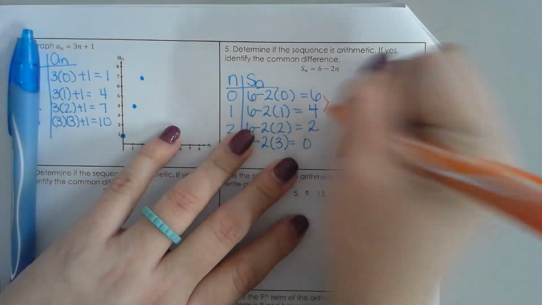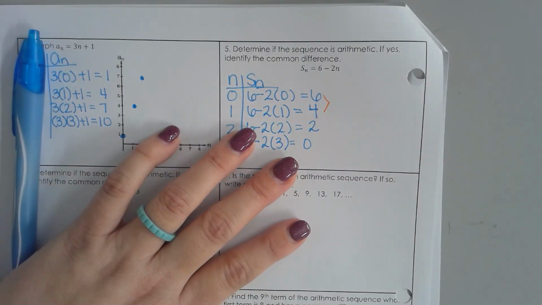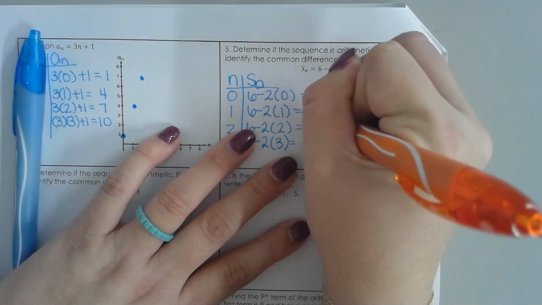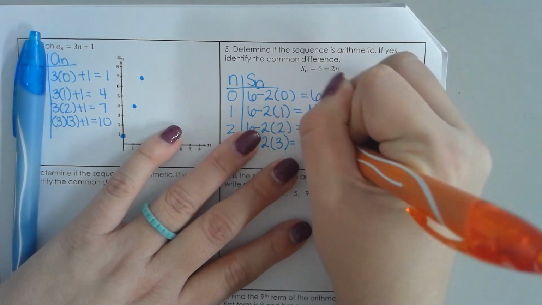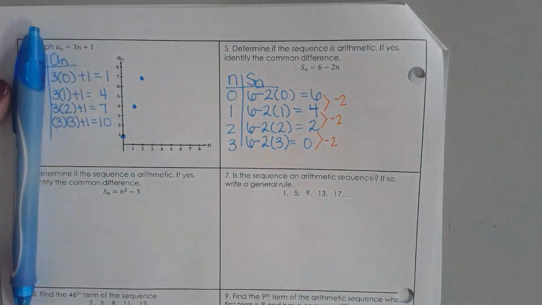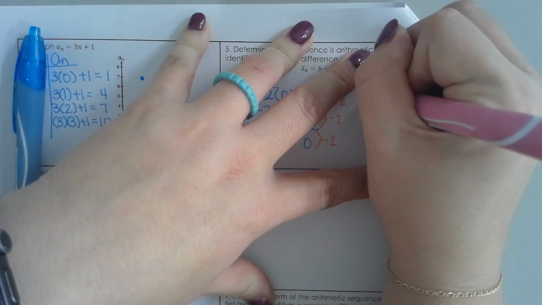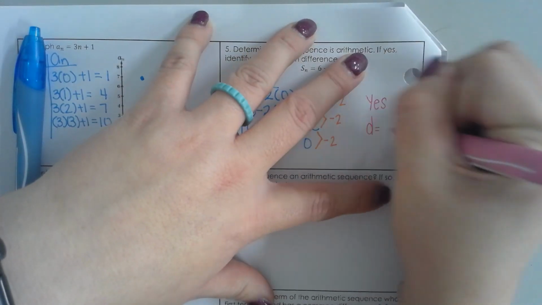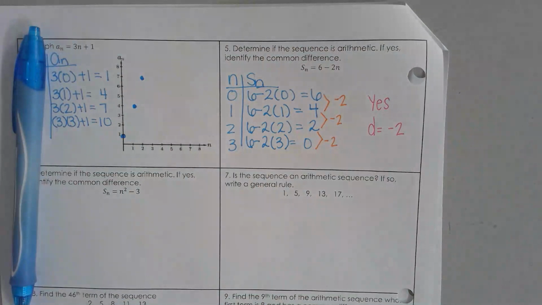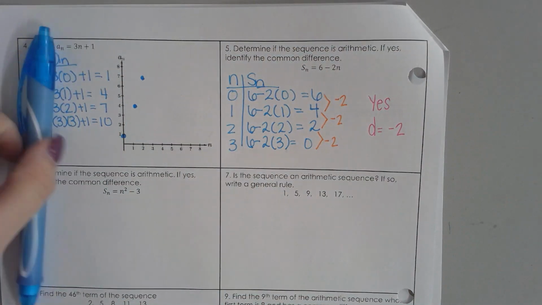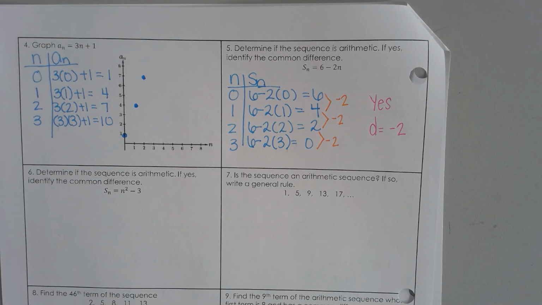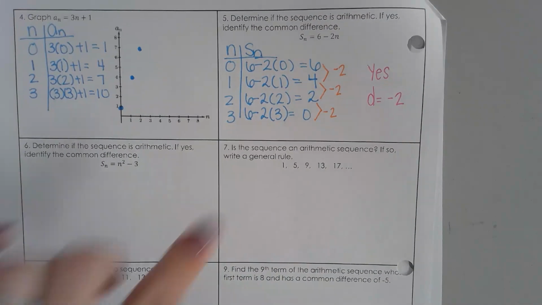How do I get from 6 to 4? Subtract 2. 4 to 2? Yep. And then subtract 2 again. So since I'm adding the same number across the board, I'm adding -2, we could say that yes, it is arithmetic. So yes, and my common difference is -2. Do the same thing for number 6.